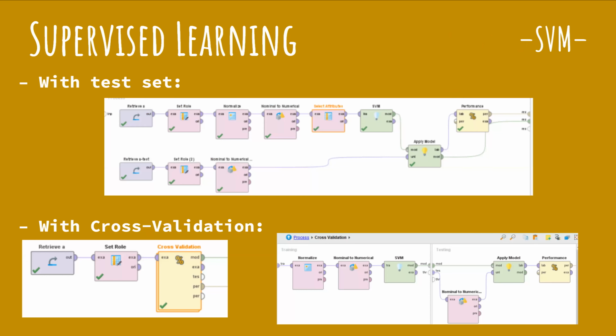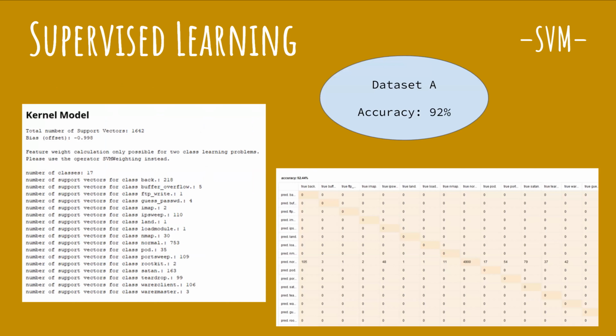The last classification method is the SVM. For the SVM, we get an accuracy of 92% for dataset B, but the predictions all belong to the normal class. The reason for this is that dataset B is also an imbalanced dataset, with 91% of the entire data belonging to class normal.